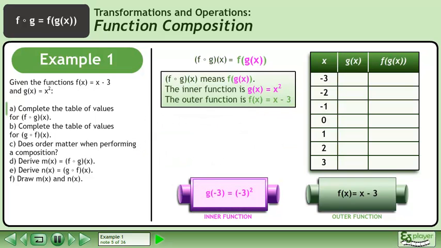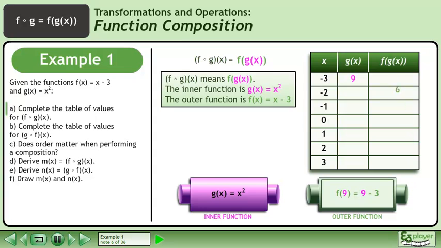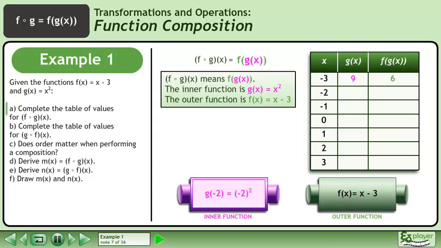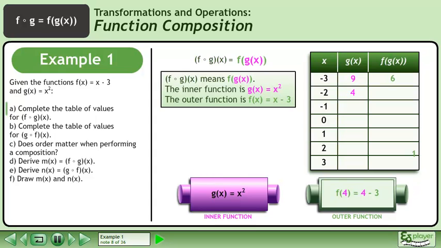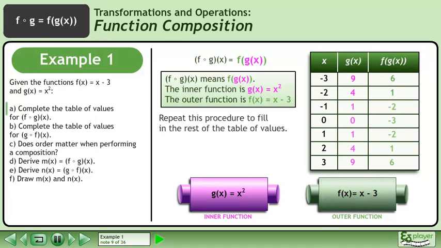When we plug the first x value of -3 into the inner function g of x, we get a result of 9. Plug 9 into the outer function f of x to get a result of 6. The next x value in our table is -2. Plug this into the inner function g of x to get a result of 4. Now plug 4 into the outer function f of x to get a result of 1. Repeat this procedure to fill in the rest of the table of values.